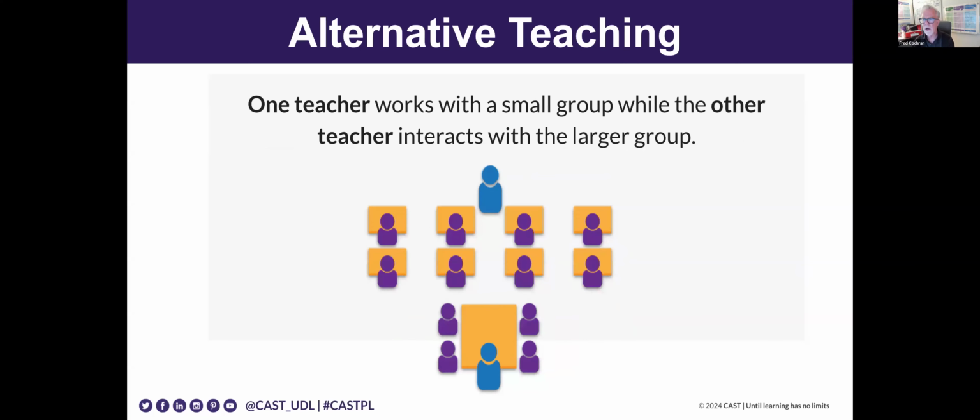Then we want to look at alternative teaching. Now, in this model, one teacher works with a small group while the other teacher interacts with the larger group. So you may have students facing forward with that one teacher in the front, and then a small group gathered together with the second teacher in a small group setting. So think of it like that: one teacher has a larger group while the other teacher is working with a smaller group.